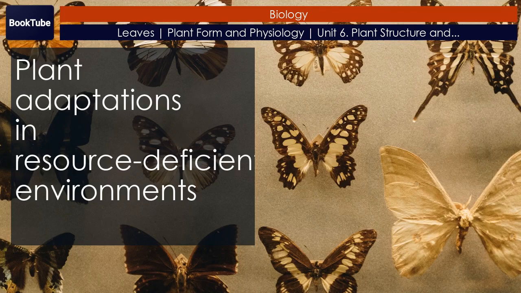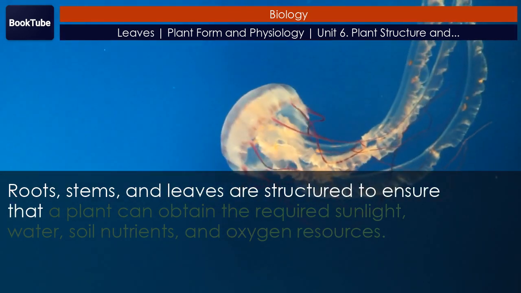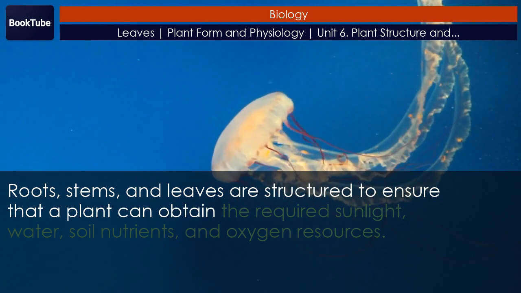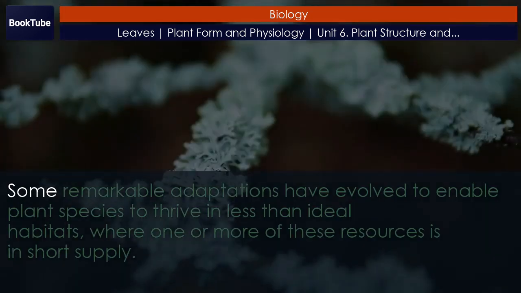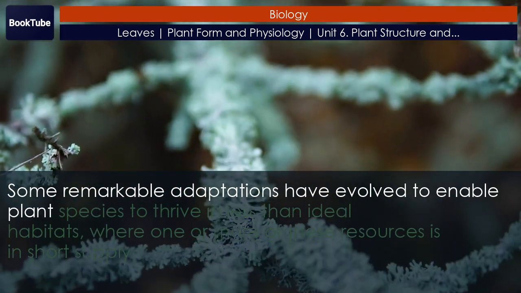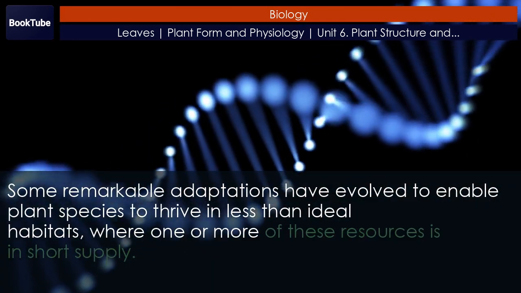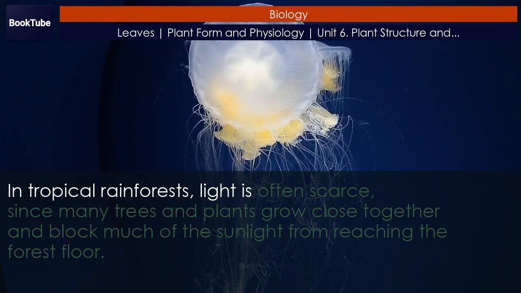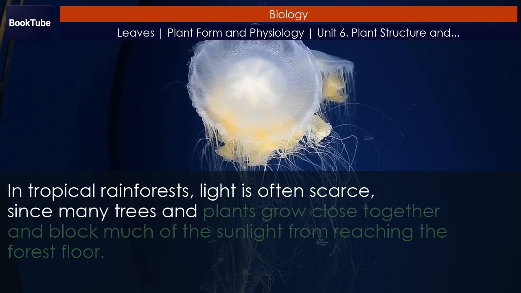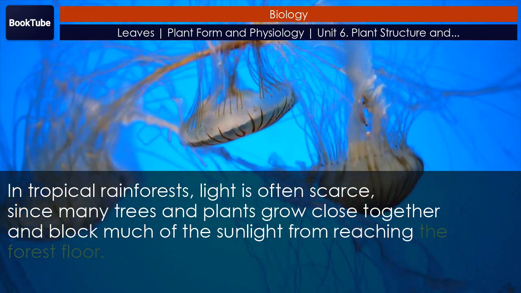Evolution connection. Plant adaptations in resource-deficient environments. Roots, stems, and leaves are structured to ensure that a plant can obtain the required sunlight, water, soil nutrients, and oxygen resources. Some remarkable adaptations have evolved to enable plant species to thrive in less than ideal habitats, where one or more of these resources is in short supply. In tropical rainforests, light is often scarce, since many trees and plants grow close together and block much of the sunlight from reaching the forest floor.